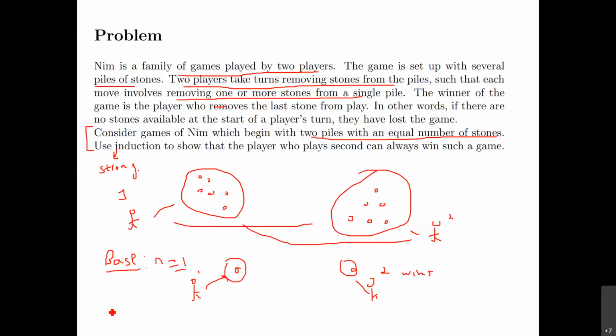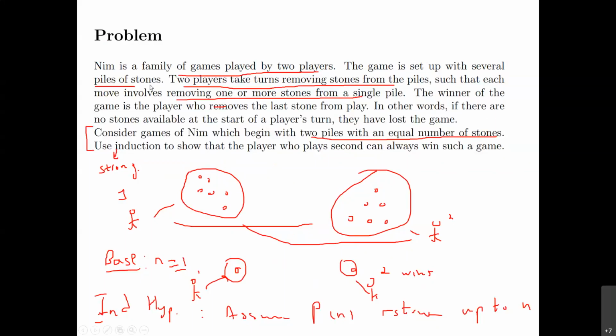Inductive step, or inductive hypothesis. Assume P of n is true up to n. So for whatever number of stones less than or equal to n you have here or here, player 2 will always win. Okay, that's our assumption. Now we want to prove it for the inductive step.